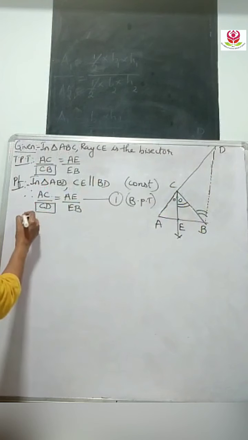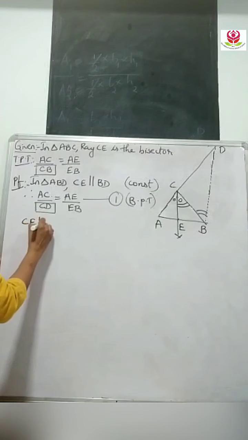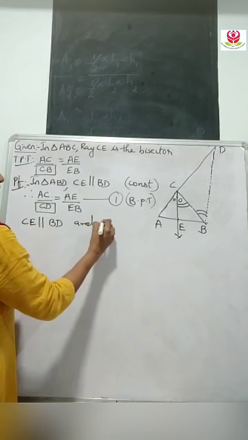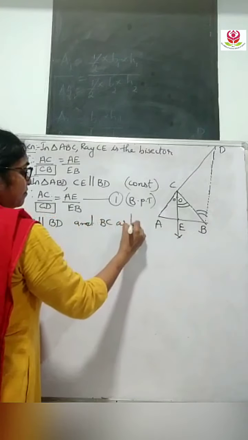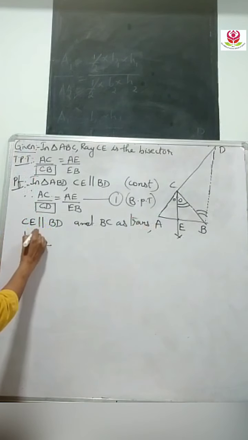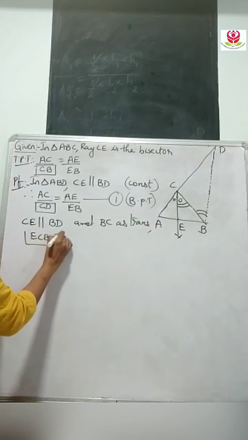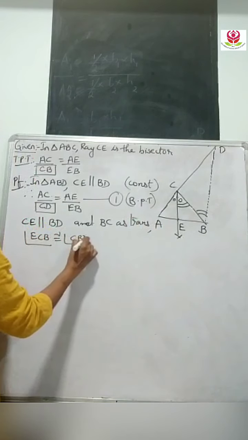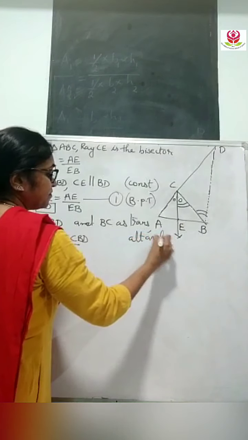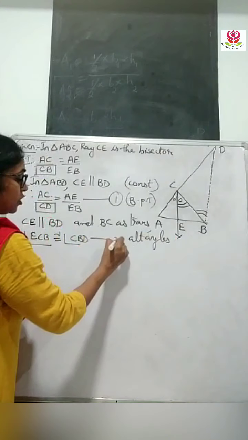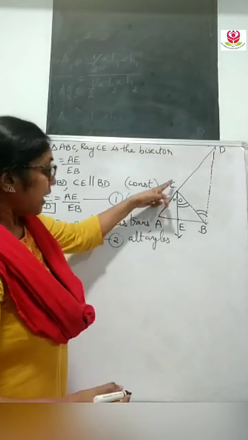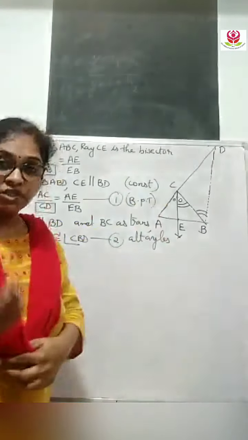So when you take CE parallel to BD and assume the transversal as BC, then you get angle ECB is congruent to angle CBD. Reason is they are alternate angles. So this you can mark as your equation 2. Further, if you observe, again the same pair of parallel lines but change the transversal.